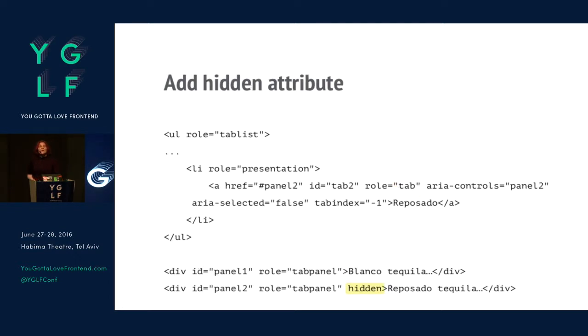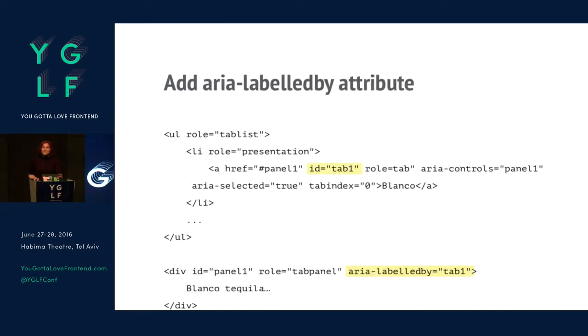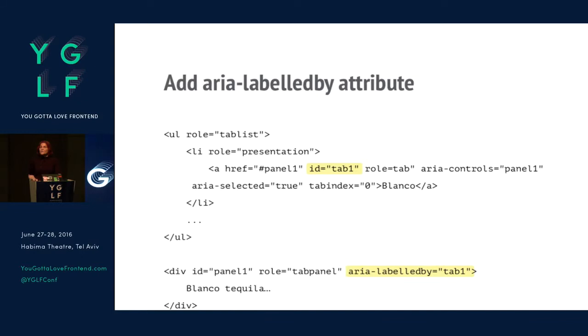Again, we use the HTML hidden attribute to make sure that all of the rest of the tab panels that are not currently selected are hidden away, and that's pretty straightforward. And we use another ARIA attribute, the aria-labelledby attribute. We use this on each of the tab panels, and we use the ID value of each of the tabs. This just gives the tab panel a name, and distinguishes it from any other tab panels that might be on the page. You'll see how this comes together from a screen reader user's point of view in just a moment.